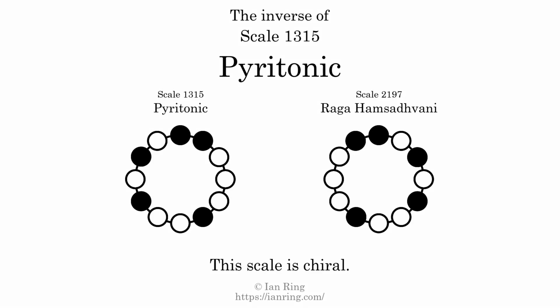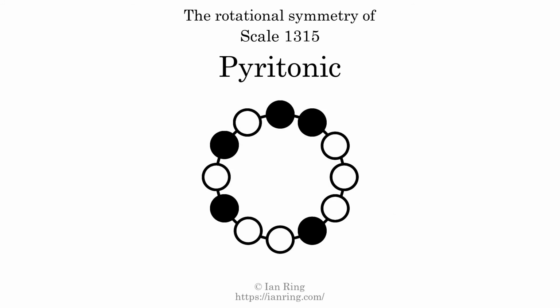The inverse of a scale is a mirror image. It is what you get when the sequence of intervals is reversed. The inverse of this scale is scale 2197, also known as Raga Hamzadni. This scale is chiral. It cannot transform into its inverse by rotational transformation. This scale has no rotational symmetry.